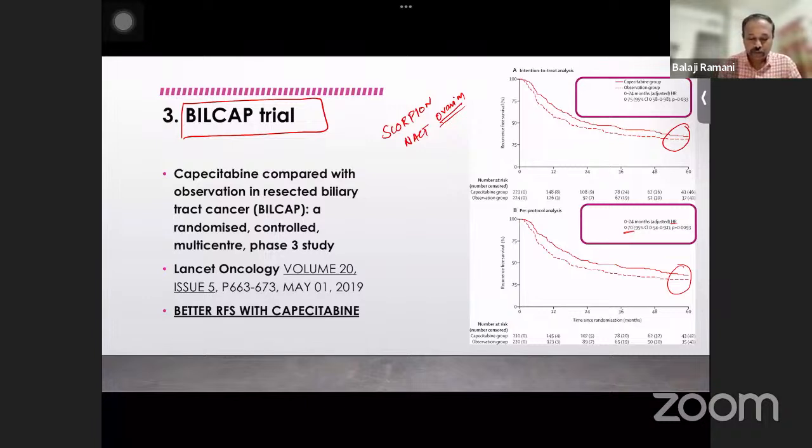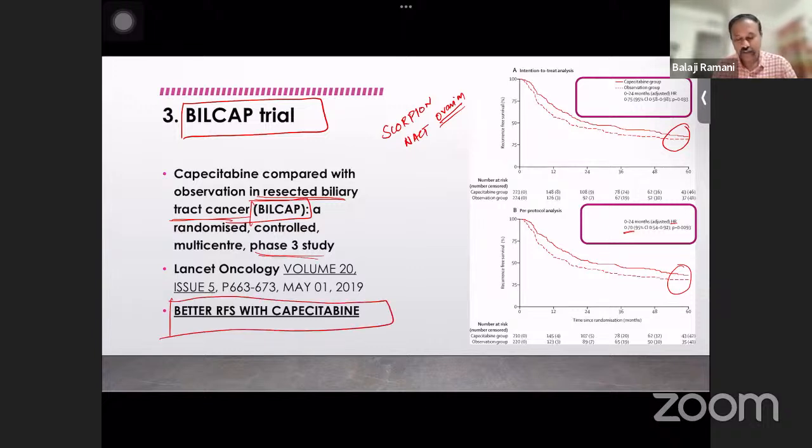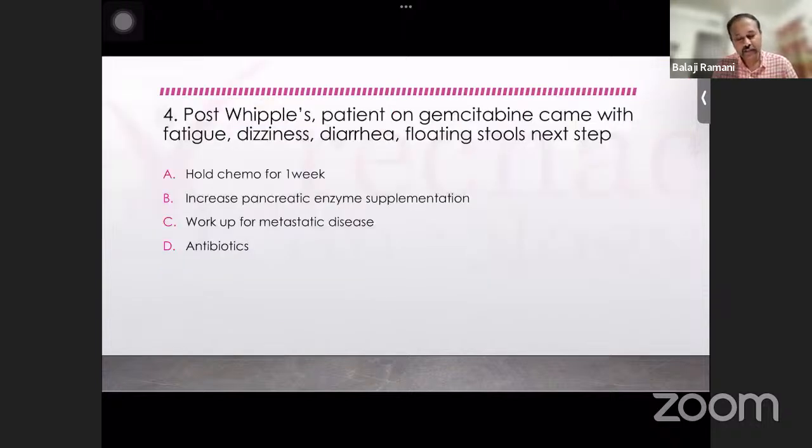So this trial is primarily in resected biliary tract cancers. This trial is known as your BILCAP trial. It was a multi-center phase 3 trial. Better relapse-free survival was established by the usage of capecitabine, and that is one trial which has been included in DeVita as well. The latest DeVita, that link is already there. So that is how we manage patients. So today there is definitive evidence.